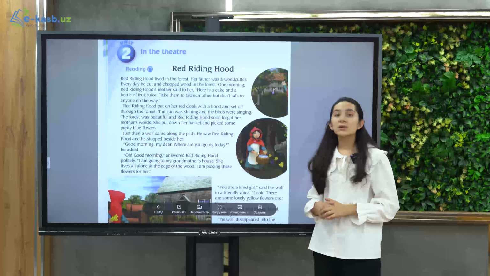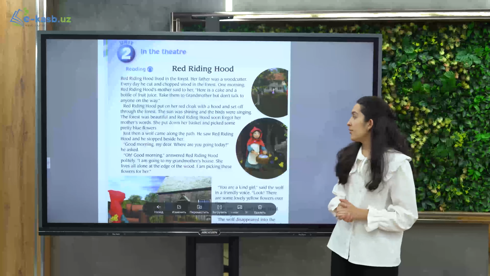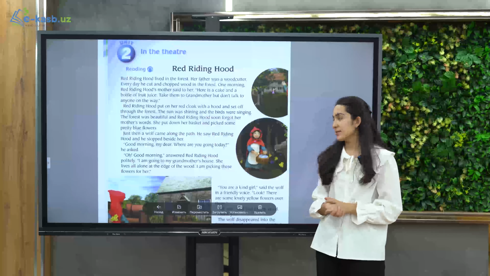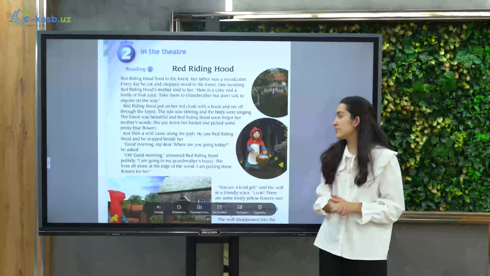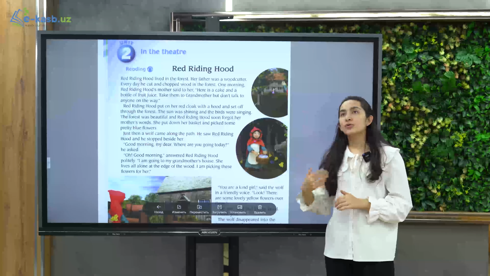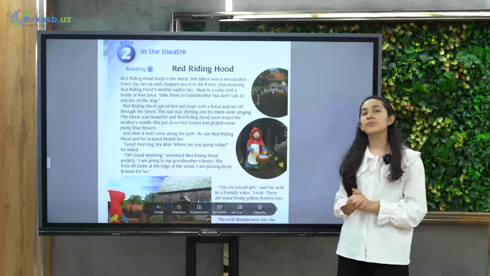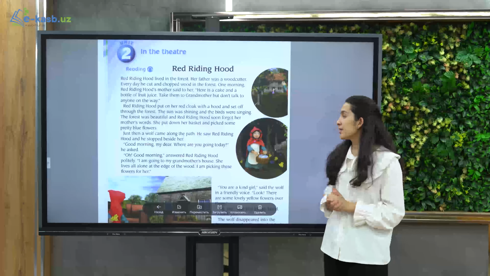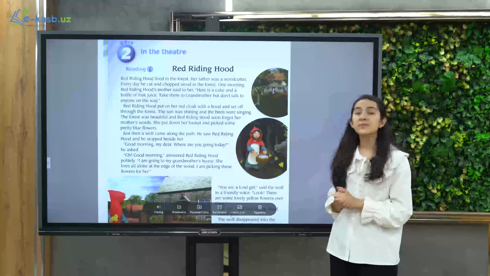Just then a wolf came along the path. He saw Red Riding Hood and he stopped beside her. "Good morning, my dear. Where are you going today?" he asked. "Oh, good morning," answered Red Riding Hood politely.